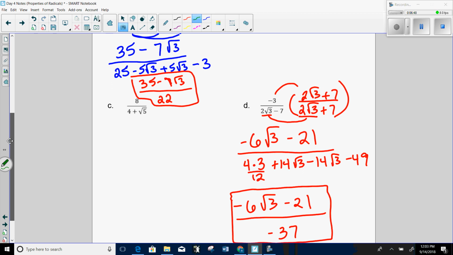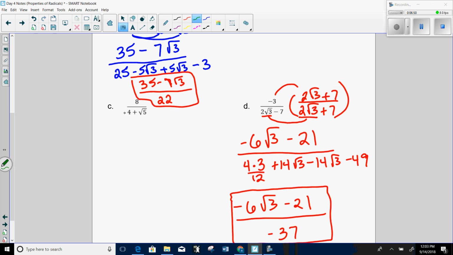So then let's look at D. So on D, I'm going to multiply by 4 minus the square root of 5, on the top and the bottom. Leaving here, that's going to be a minus sign here. Okay. Now we do our distribution.